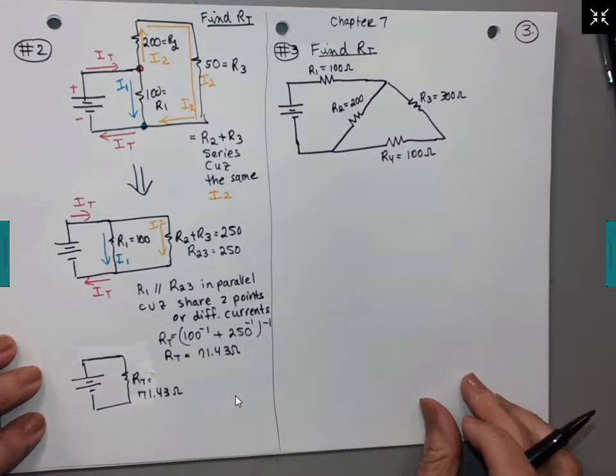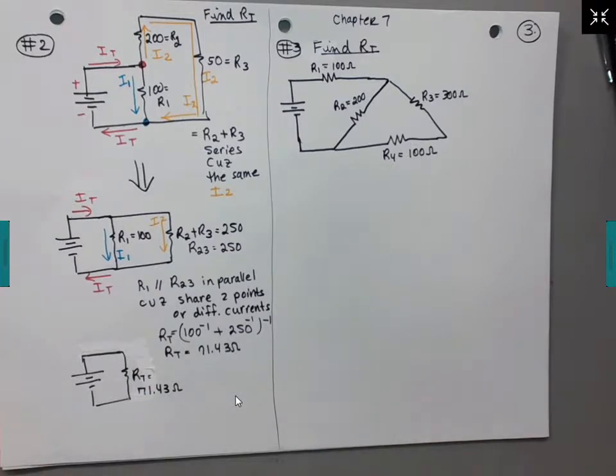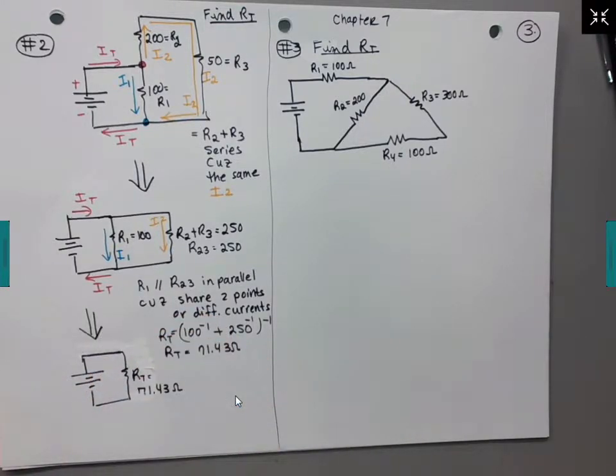Okay? Okay. So what can you tell me of this circuit? How can we reduce it? What's in what? Which one?